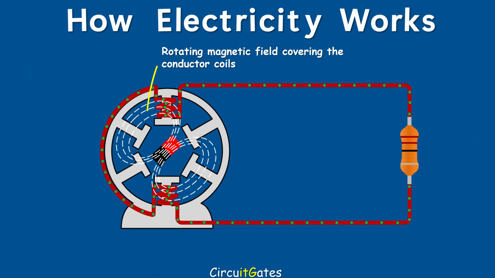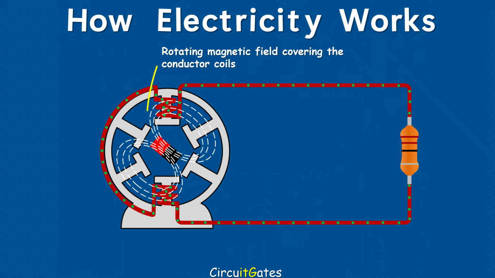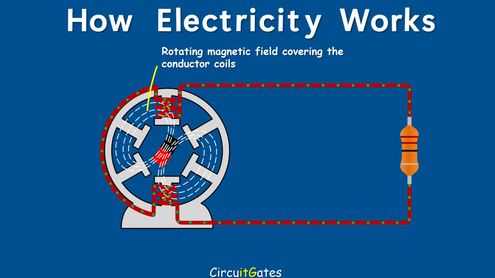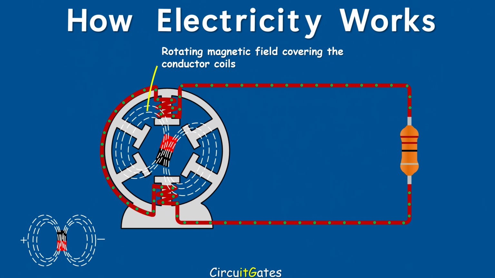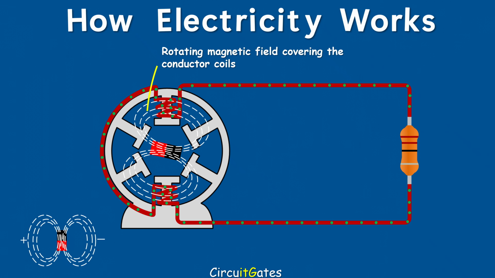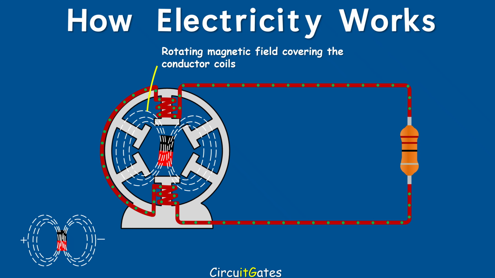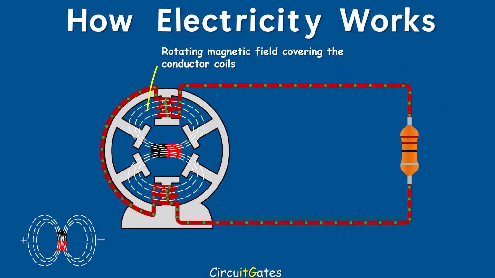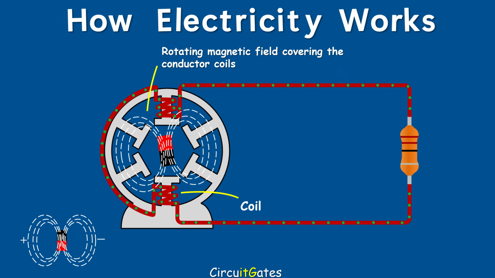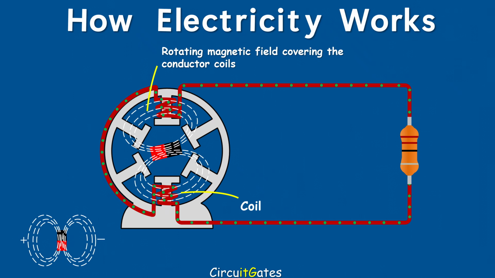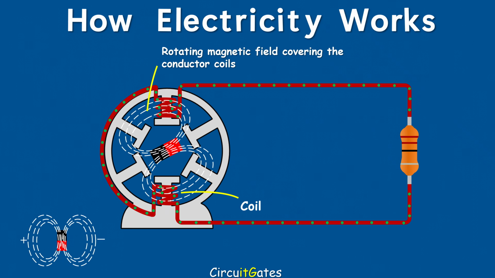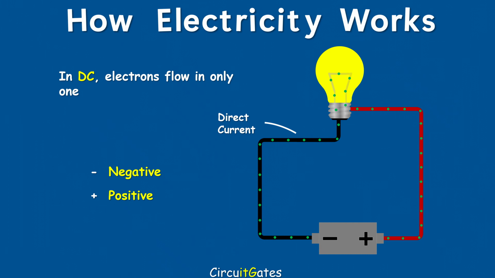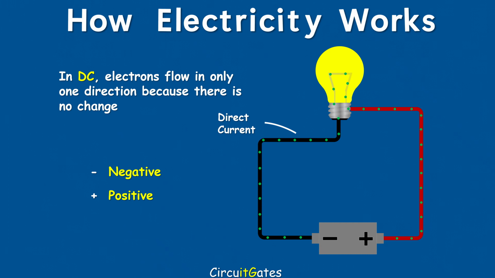When rotating the magnetic field of a magnet, one side repels electrons while the other side attracts electrons. It looks like one side is positive and the other side is negative. So when the magnetic field is moved, it will disturb electrons, causing them to move, resulting in current. The coiling of a conductor is to increase the length of a conductor inside the magnetic field so that more voltage is obtained. In direct current electricity, electrons flow in only one direction because there is no change of polarity.